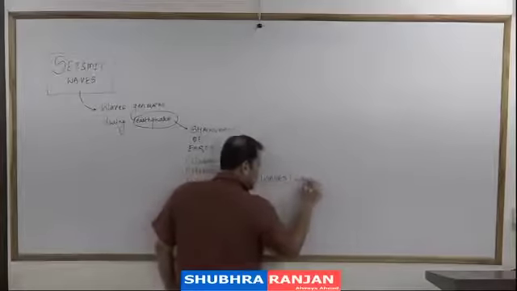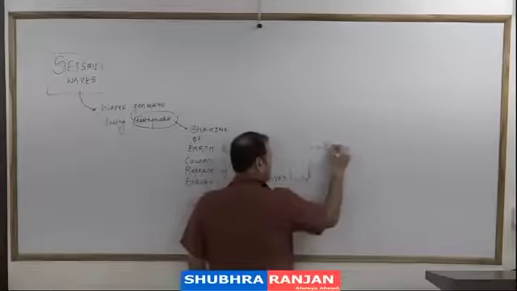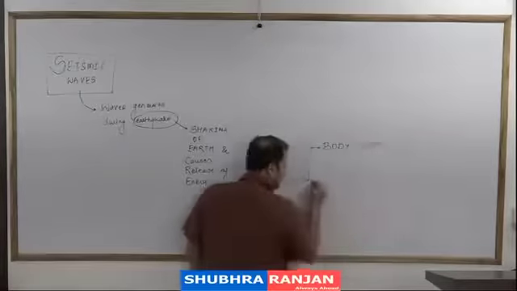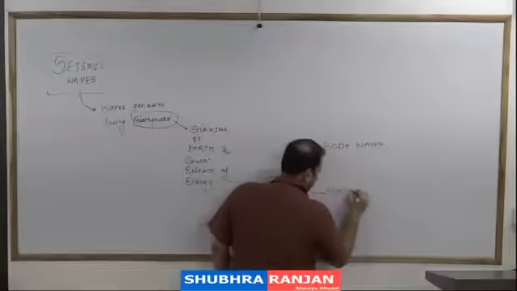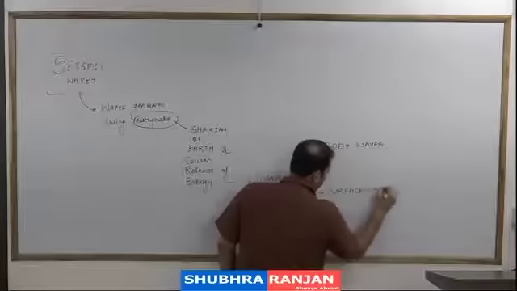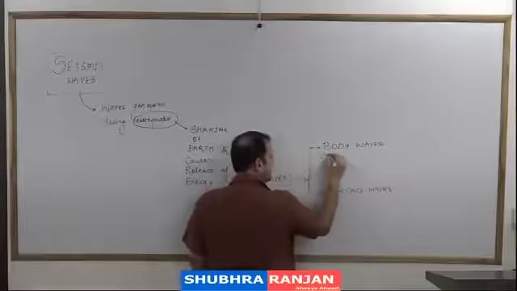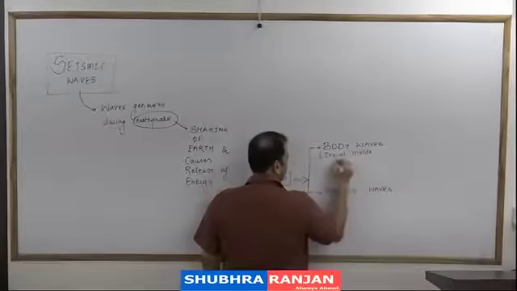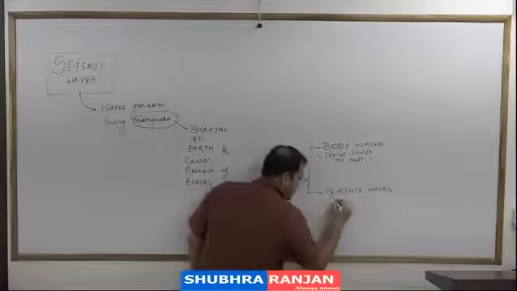Now, where are these seismic waves generated? Some of the seismic waves are generated inside the earth, and we will call them body waves. Some of the seismic waves are generated outside the earth, and we will call them surface waves. So there are body waves generated inside the earth, and they travel through inside the earth. And the surface waves, they travel on the surface of the earth.